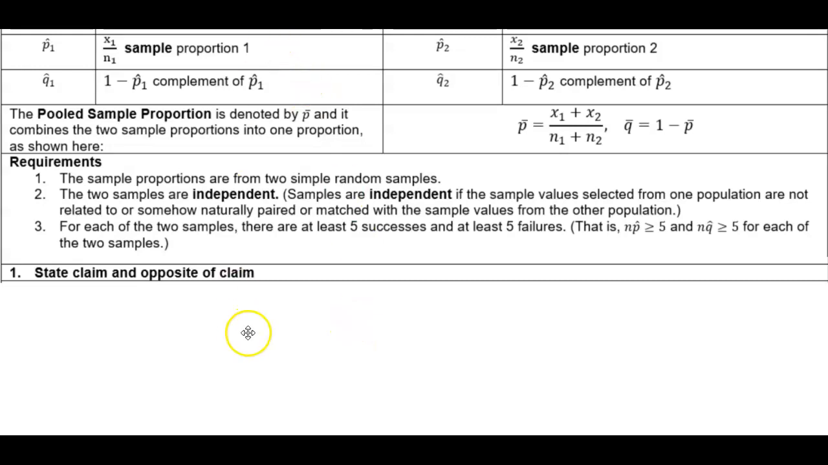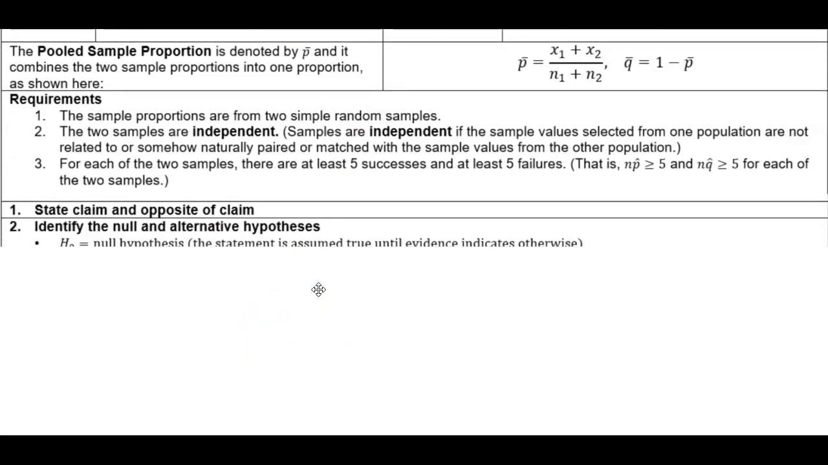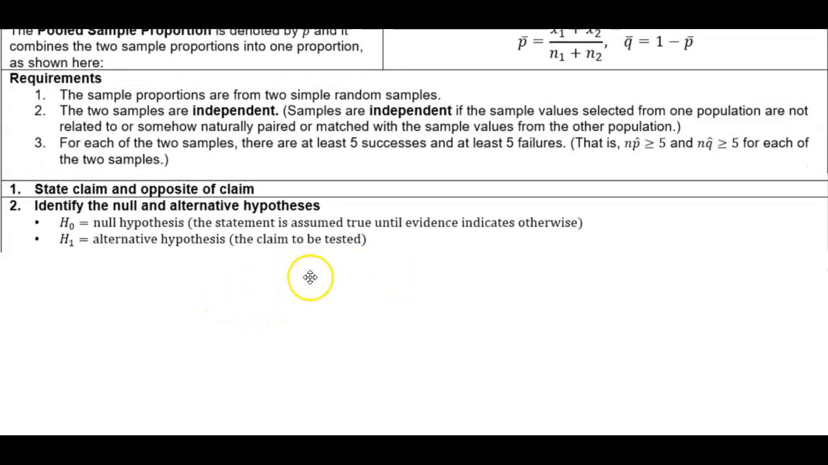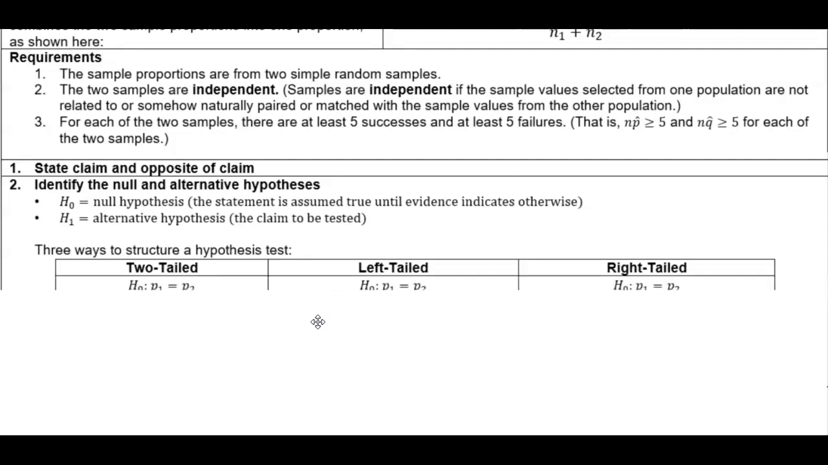In step 1, you're going to state the claim and the opposite of the claim. In step 2, you're going to identify the null and the alternative hypotheses. The null hypothesis is the statement assumed true until evidence indicates otherwise. The alternative hypothesis is the claim to be tested. There are 3 ways to structure a hypothesis test for 2 population proportions.